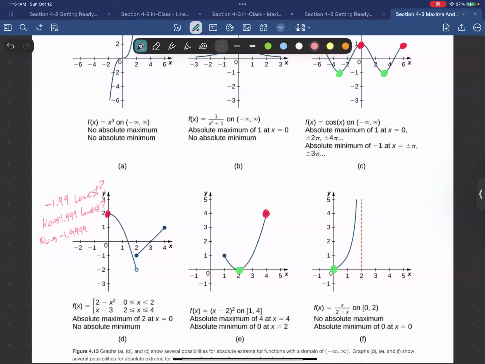So when we have this open point right here, it means we can't actually get to that point, which means we don't have a min, or a max if the hole was up top or something like that. So there's that.